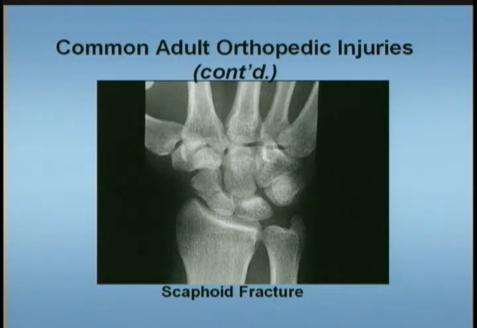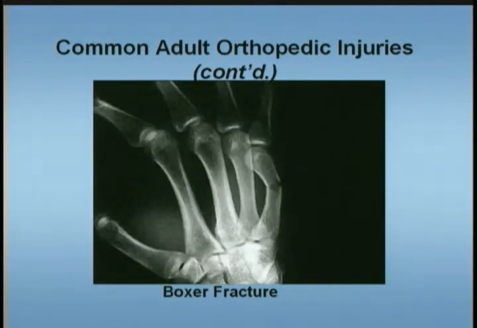Now, this is one that we made a point on in the vignettes. You have to rely on your clinical acumen. In this particular one, you can actually see the fracture of the scaphoid. But you might have a vignette, as we pointed out, where the X-rays are read as normal, and yet there is a scaphoid fracture simply based on the clinical findings.